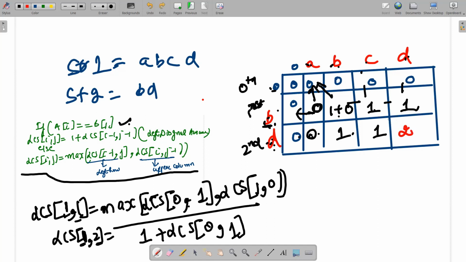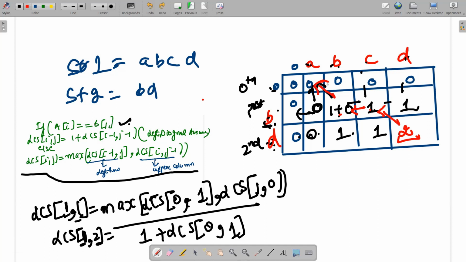And guys, now what we have to do is check the relevance of this answer. The relevance of this answer is that this 2 has come because of the addition of 1 to the left diagonal element. Now this one has come because its left element was 1 and upper element was 0, so the maximum was what we had to put. This one has come because we have added 1 to the left diagonal element, and this 0 has come because this 0 we have taken as such.